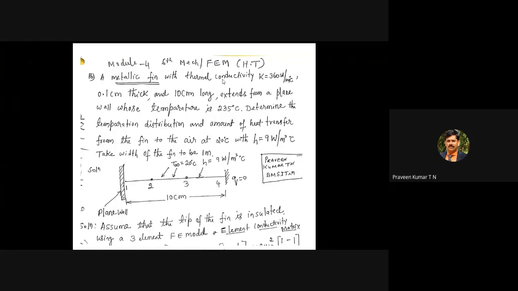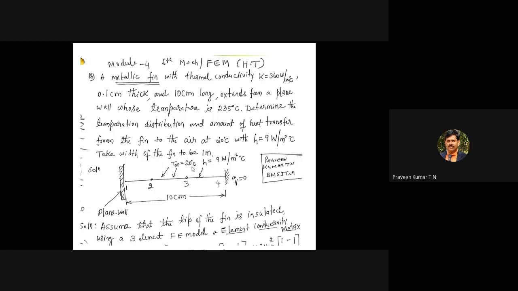So now a metallic fin with thermal conductivity K is given, and the thickness is given in centimeters, but you have to convert it into meters. That you have to remember. The fin extends from a plane wall whose temperature is 235. Imagine the engine surface temperature is a plane wall. The engine surface temperature is 235 degrees Celsius. Determine the temperature distribution and the amount of heat transfer from the fin to the air at 20 degrees Celsius. So the surrounding temperature is 20 degrees Celsius.